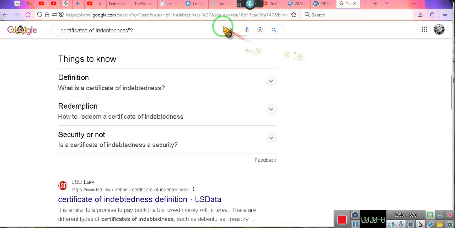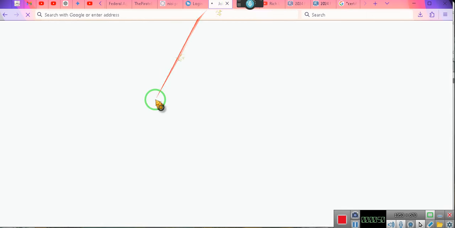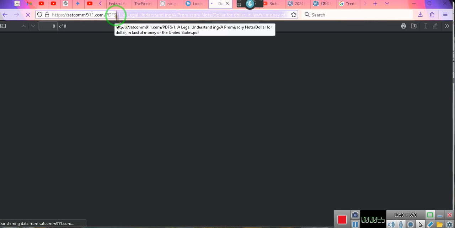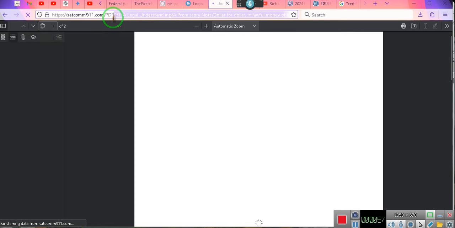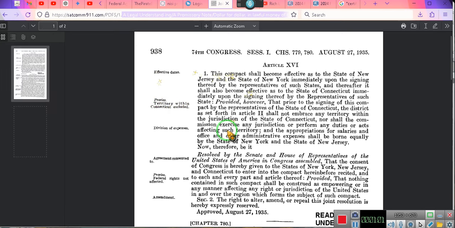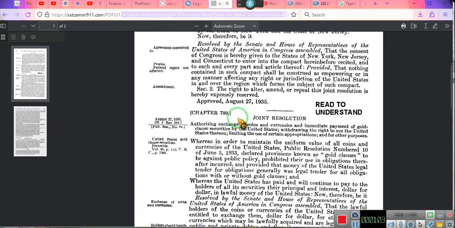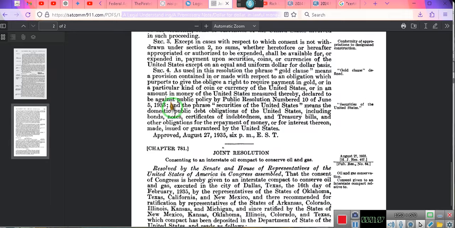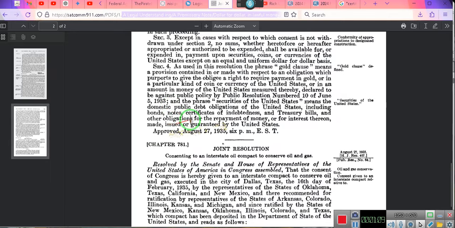Well, what we're going to do is go to here, right here. This is SATCOM 911. You're going to go to SATCOM 911. This is the document we were just looking at. See that right there? Remember that? Read to understand. We just read this stuff right here talking about securities of the United States. That's the document we're looking at.